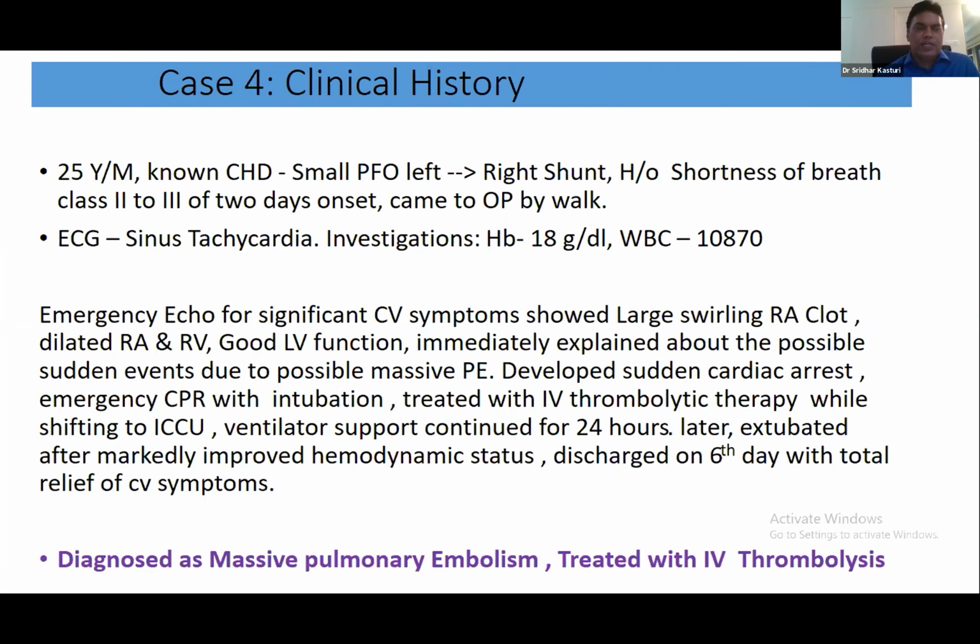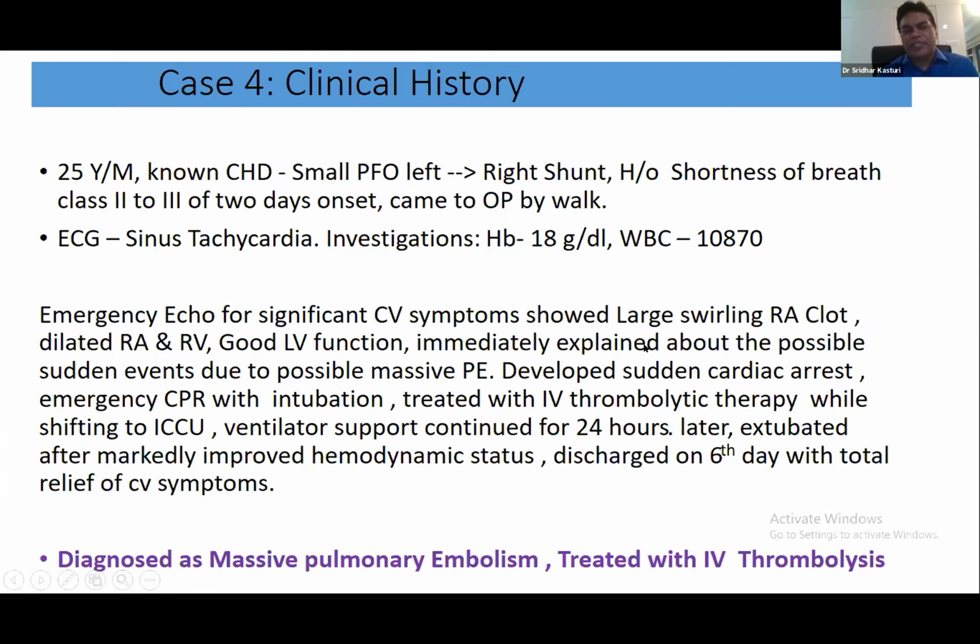Then we thought immediately, let us check the echo. He's a 25-year-old male only. Immediately we took him to the echocardiogram. While doing the echocardiogram, there is a large, almost cricket ball size swirling mass in the right atrium. It was freely moving, almost occupying the entire right atrium, and we were unable to see the LA. It's compressing also. Such a big right atrium, right ventricle, a good LV function.